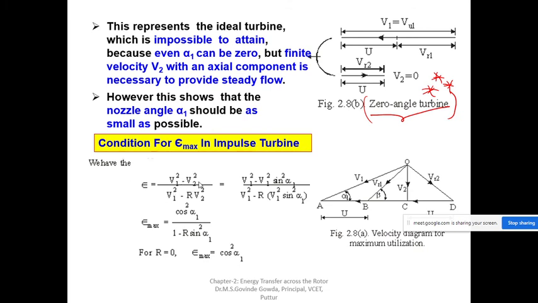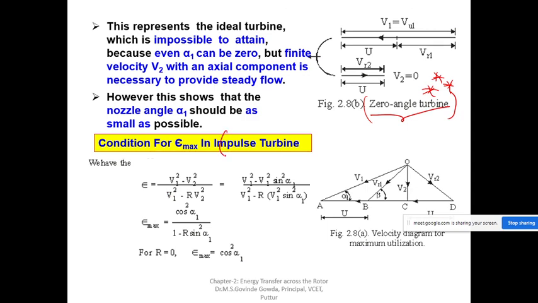So epsilon equals V1 square minus V2 square. So epsilon max is cos square alpha 1 by 1 minus R sin square alpha 1. At that time, for R equal to 0, whenever we say it is an impulse turbine, we are talking about R equal to 0. It already implies that. So when R equals 0, this term becomes 0, so epsilon max becomes cos square alpha 1. That is the maximum condition for the impulse turbine.